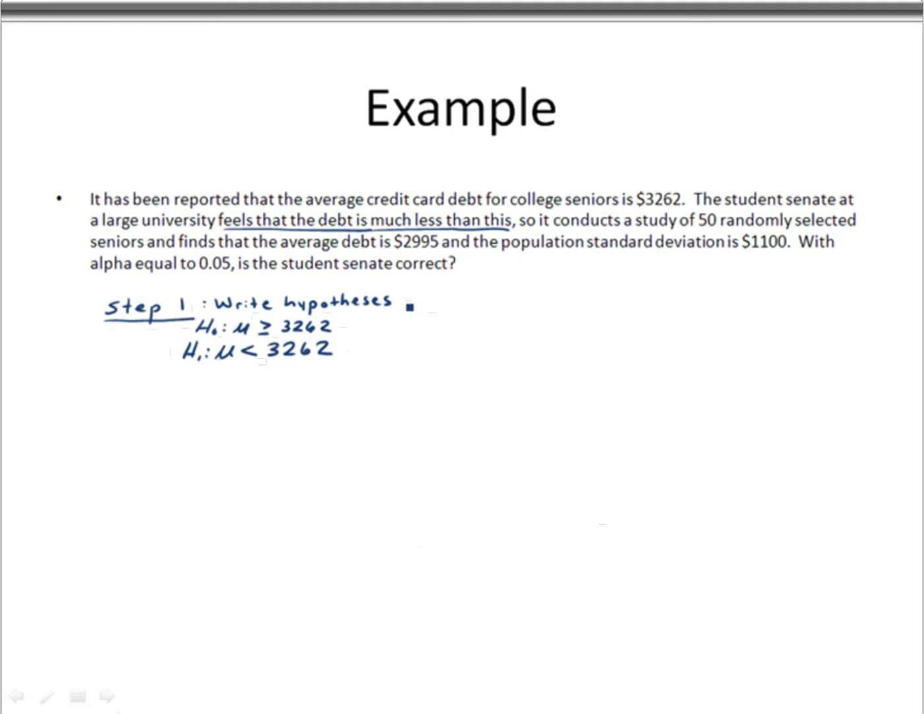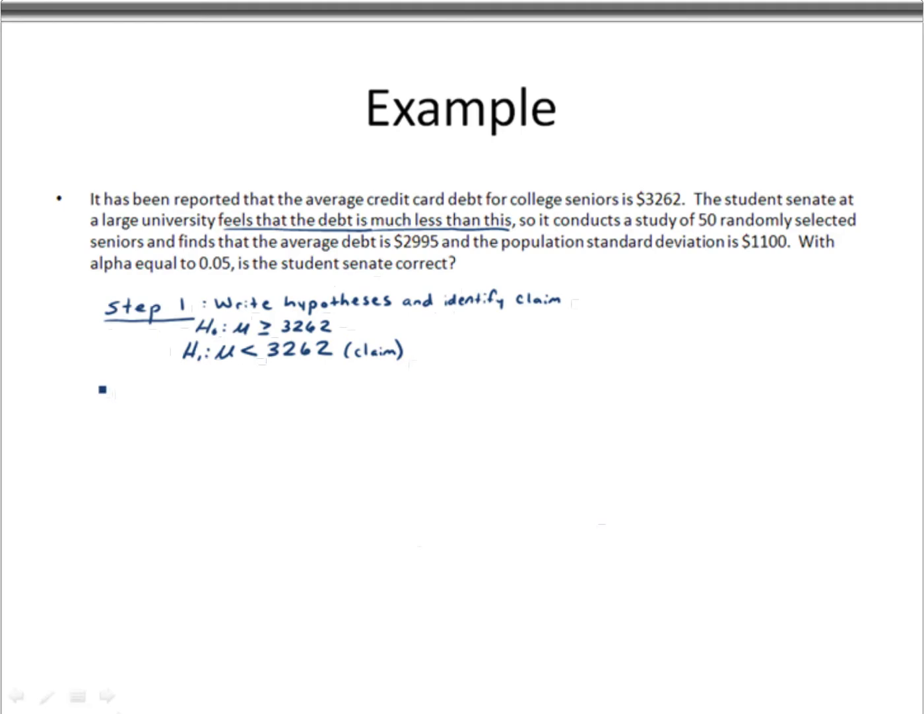Now I also, as part of step 1, which we didn't do before because we weren't actually looking at a problem, need to identify one of your statements as the claim. So think about what it is that you're actually trying to show. You're trying to show that the Student Senate is correct. And so the Student Senate thinks that the average debt is less than, and so I'm going to put the word claim next to the H1, and that will be my claim.